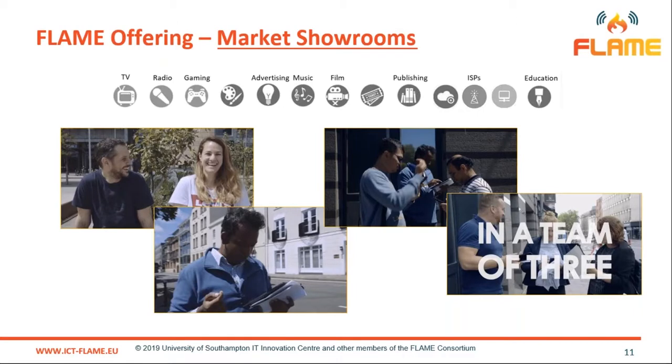And then we offer what we call market showrooms. This is all about the benefits that you will get through engagement in Flame. By running experiments within our replicator sites, this is an opportunity to market your solutions or your ideas. The trials themselves can include user participation. That participation creates interest and has a significant marketing potential. And we've seen throughout the project itself that many of the experimenters have benefited by running experiments and building media material and promoting that as part of the work that they've done.